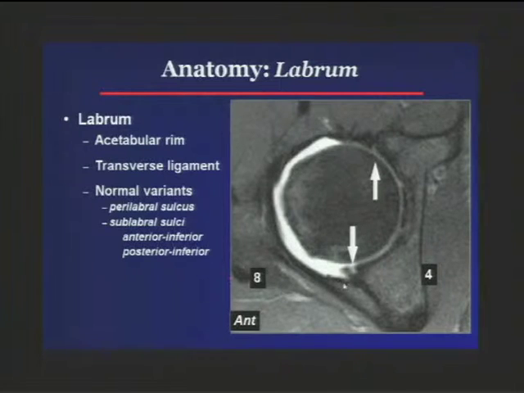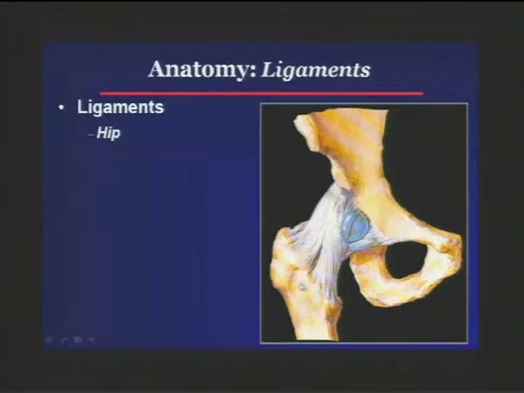I find this really difficult because I find the labrum really difficult. But just understand that some people believe there are some sulci, if you're below the equator, both anteriorly and posteriorly, it can be normal. Ligaments of the hip, we have these iliofemoral ligaments called the inverted Y ligament there.